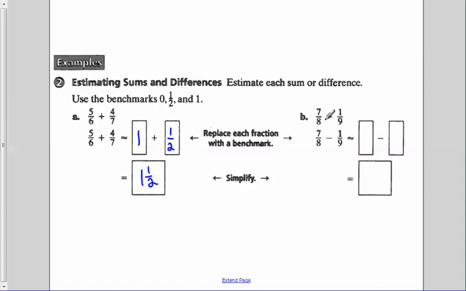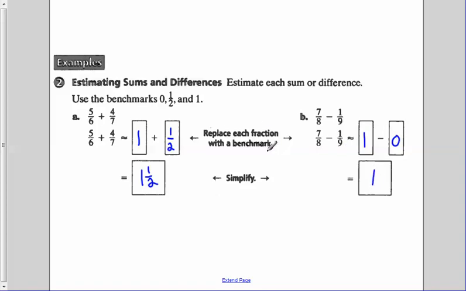Let's take a look at the second one here. 7/8 minus 1/9. Right now, we could look at 7/8 and say 7/8 is close to 1, and 1/9 is at the very bottom end of that fraction. 1 is much less than 9, so we'll call that 0. And so 1 minus 0 is 1.